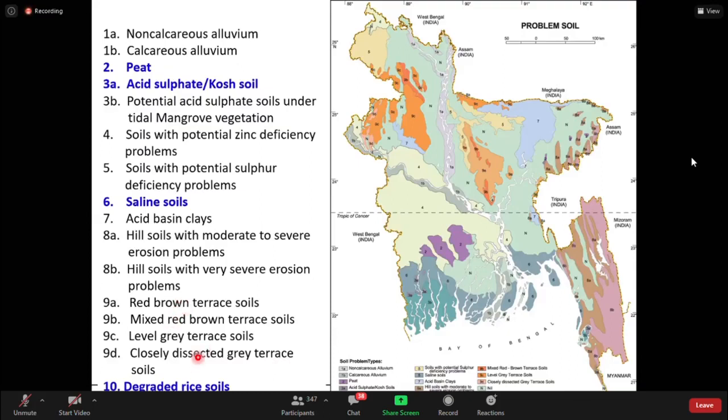Then degraded rice soils. Degraded rice soils are also a kind of problem soil, because if you continuously grow rice in a field, sometimes two rice or three rice in a year, and continue it for many years, that will also initiate some problems in that soil. So this is the list of different problems in our soils.